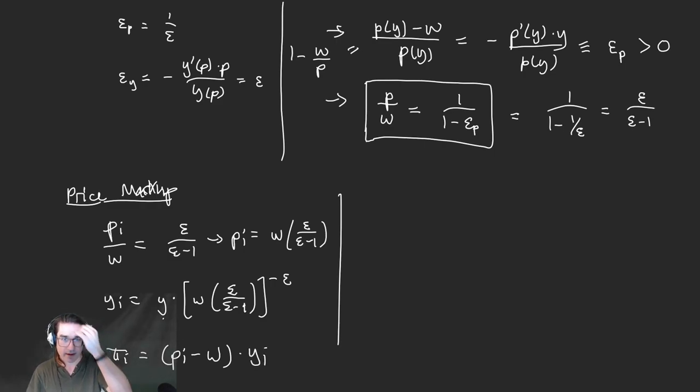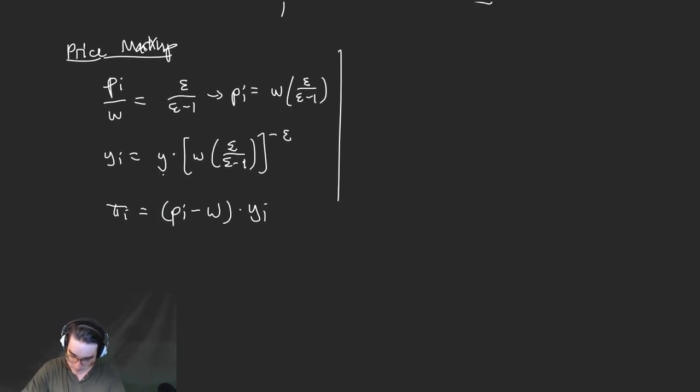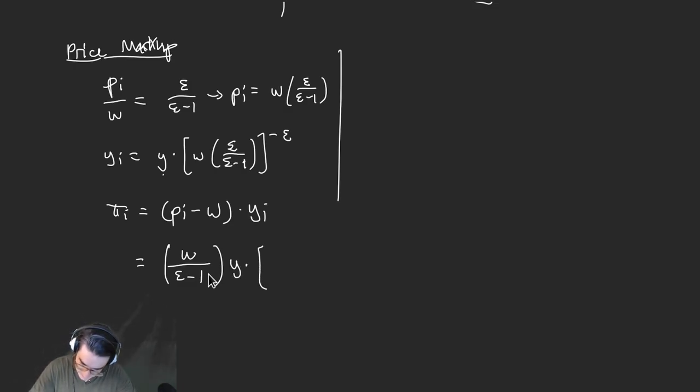All right, and maybe actually it's not so bad. So what are we going to get? Well, P_i is this here, W times epsilon over epsilon minus one. If you subtract W, then you just end up with W over epsilon minus one. If you combine the fractions, subtracting one from this fraction, you get one over epsilon minus one. So that's your P minus W, and then Y_i is just what we had so far here.